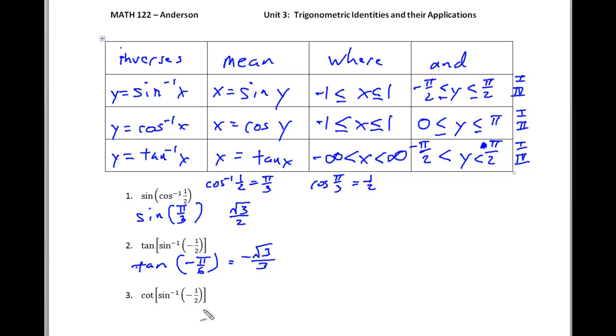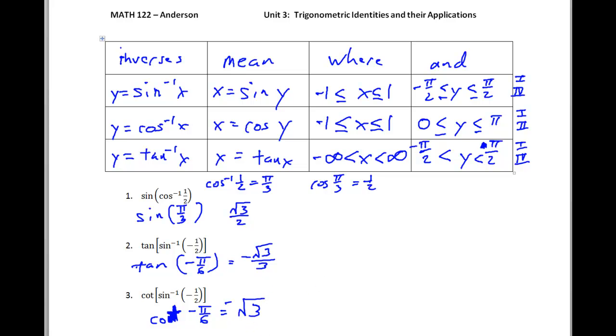1/2, again, from above, this is negative pi over 6. So the cotangent at negative pi over 6 is this flipped on its head, which is the square root of 3 with a negative in front, since we're in the fourth quadrant.